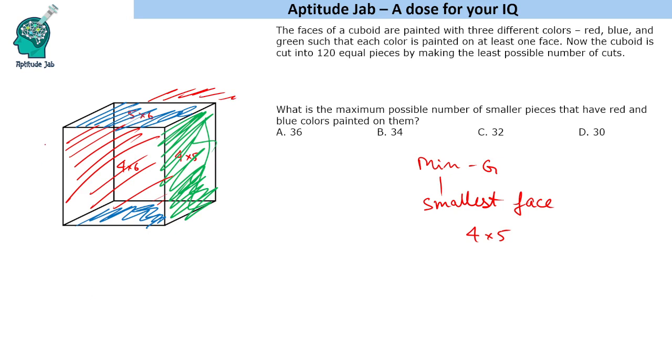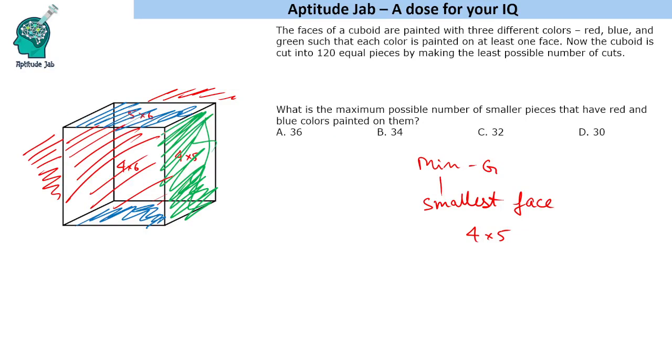Okay. And this we can put any color. We'll put any color because it will not matter. We can put it blue also. It can be red also. Suppose I take only red this side also. Now we have to find the number of cubes that have red and blue colors painted on them.